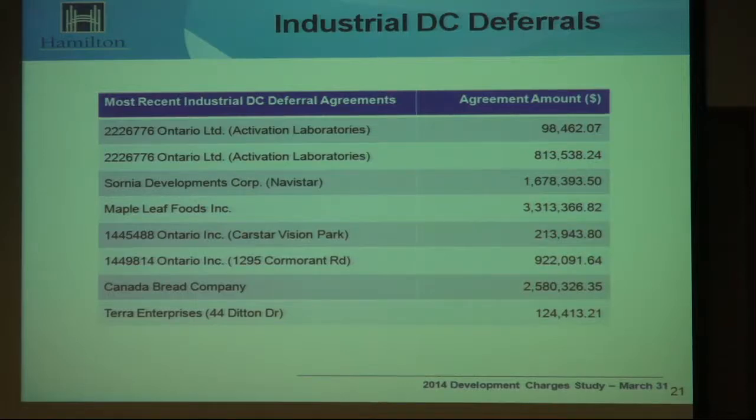But you can take a look here, and all of these companies, all fairly large developments, came in right before the increase from 665 to 898. One of the drivers was obviously to beat the development charge increase, and we saw all these companies take advantage of it.